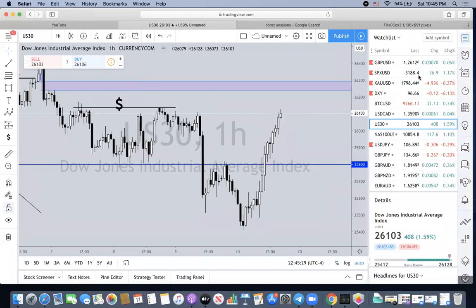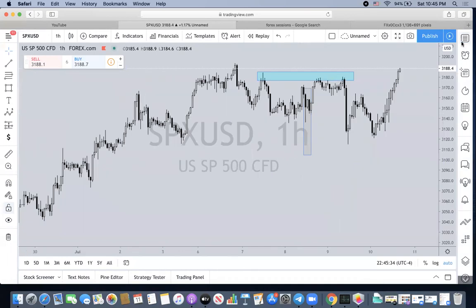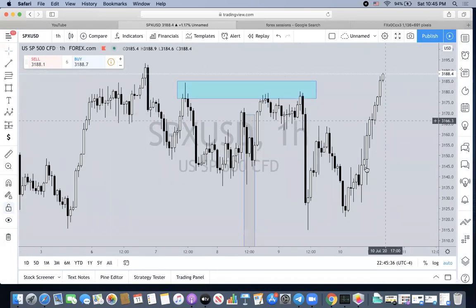Wow, it's actually kind of funny. US 30 is actually lagging behind now because SPX broke the highs as well, which is interesting.